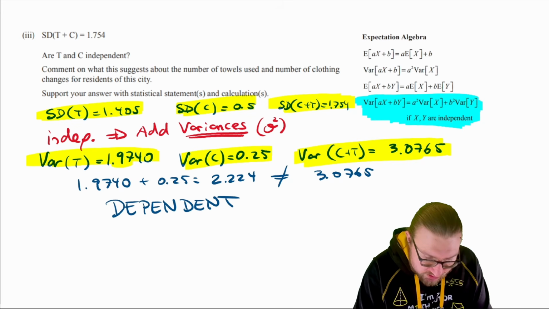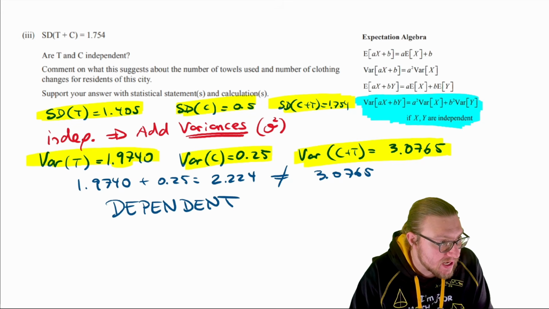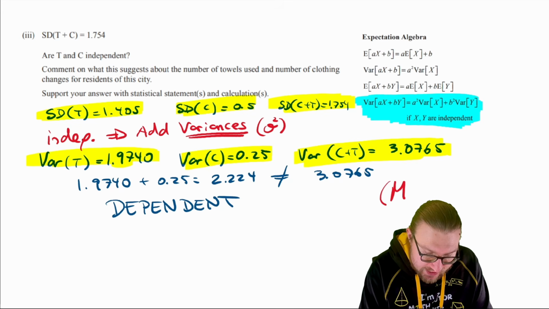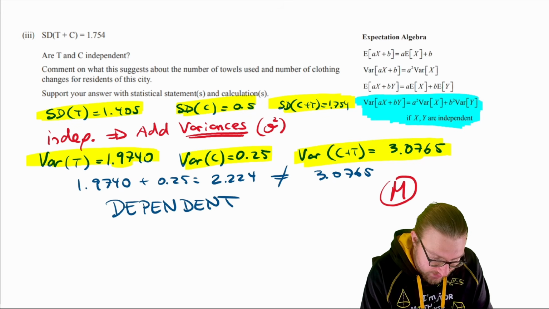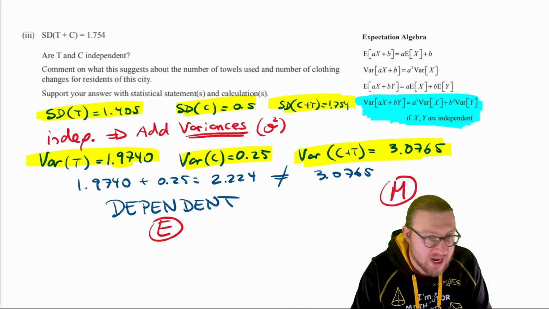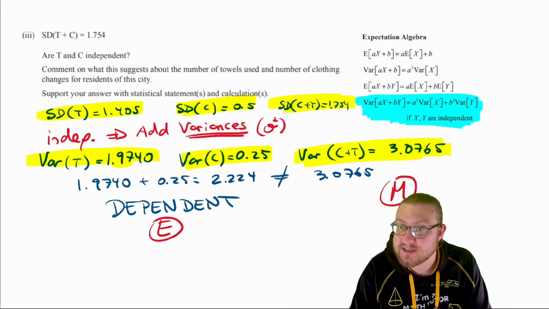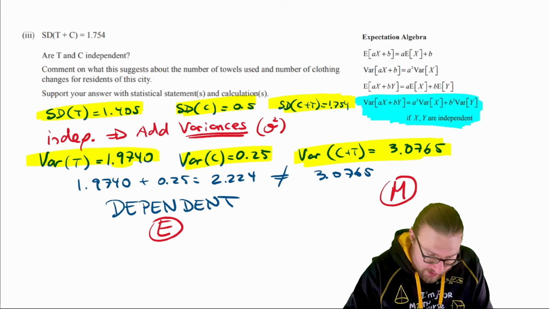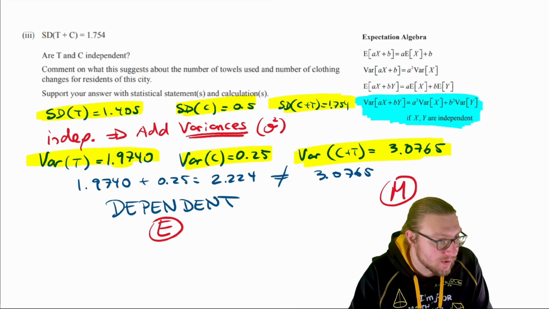Okay, let's have a look at what we get here for marks. If you find the correct solution, that they're not the same, this is a merit, and then explaining this and saying that this is because they're not independent, or dependent, that will give you the excellence mark. Okay, wonderful. There we go.